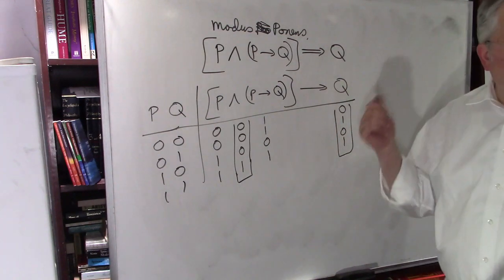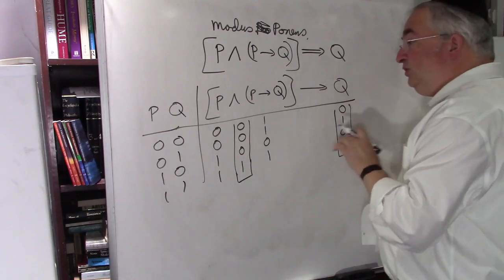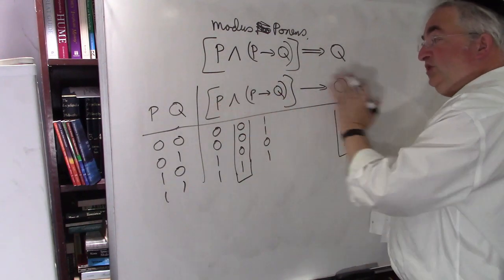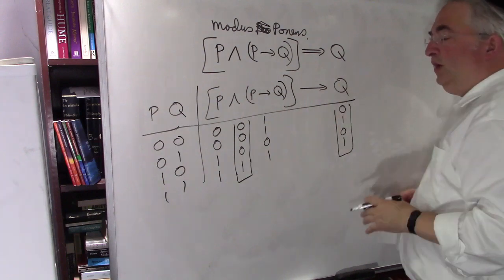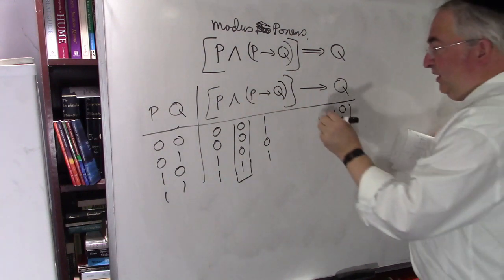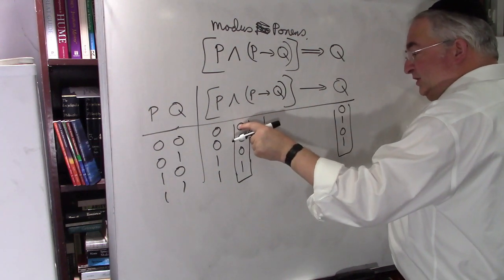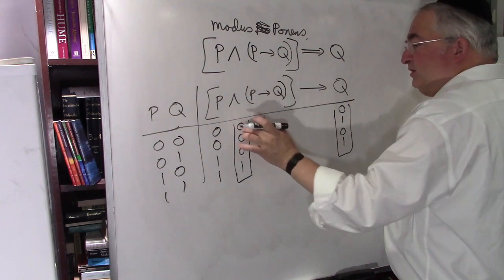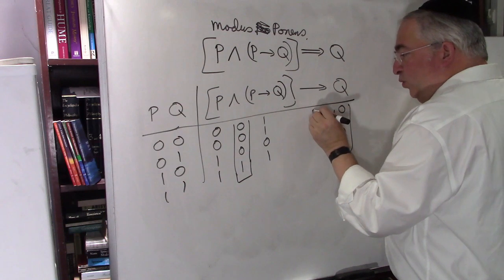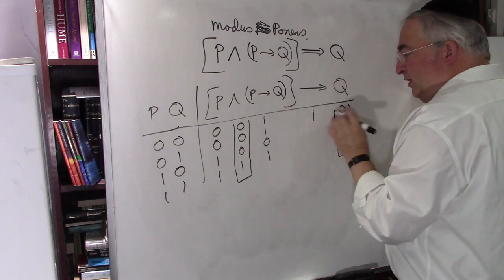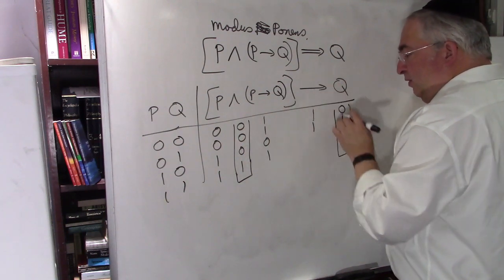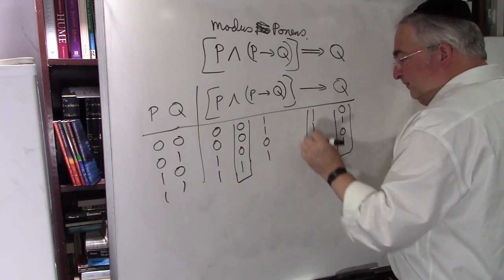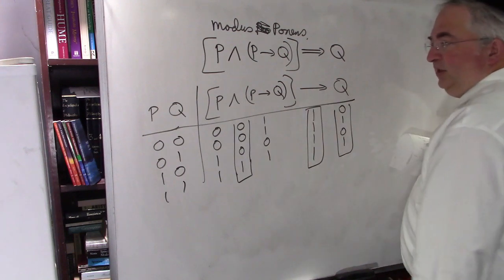Now, this final row is not the same as this final row. They're not logically equivalent. If Q is true, it doesn't mean that P is true and P implies Q. No, it doesn't go the other way. It goes this way. You're pushing it forward. But one thing I can tell you is that this implies this, which means 0 arrow 0 is 1. 0 arrow 1 is 1. 0 arrow 0 is 1. 1 arrow 1 is 1. It's a tautology.